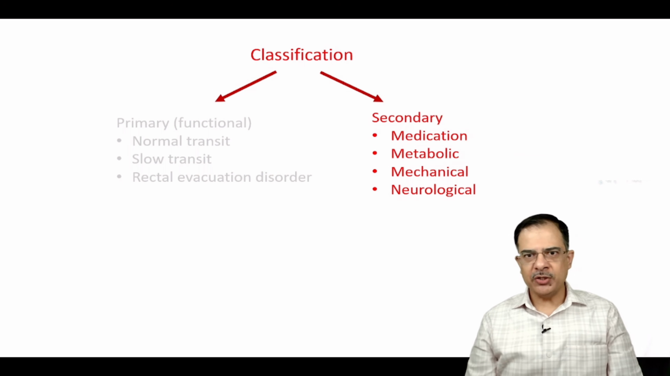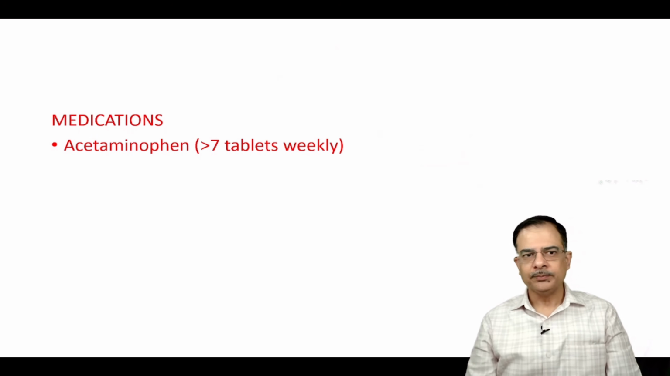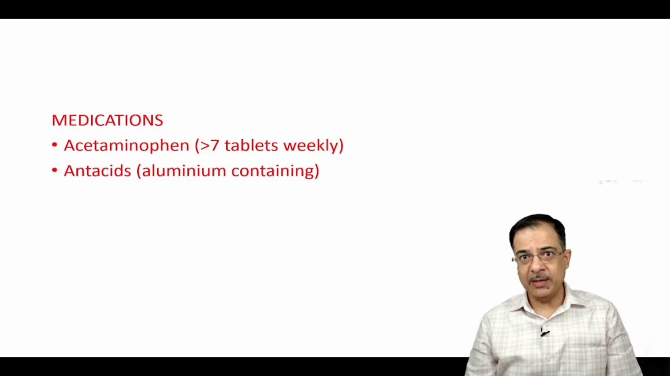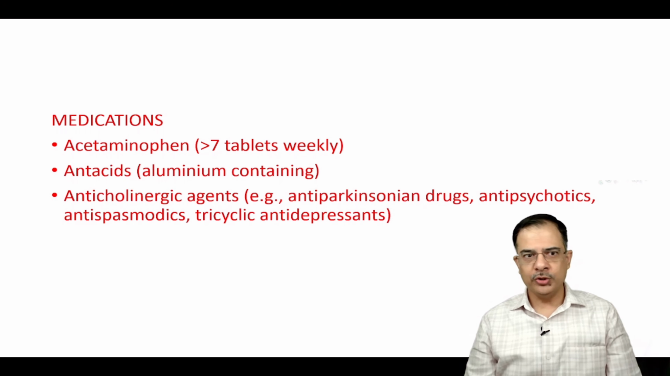Now, classification-wise, the other cause can be a secondary cause like medications, metabolic, mechanical, or neurological. So among the medications: acetaminophen, that is a normal paracetamol tablet, more than seven tablets per week can lead to constipation. Some antacids contain aluminium, so that leads to constipation.